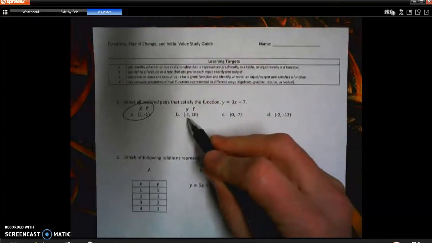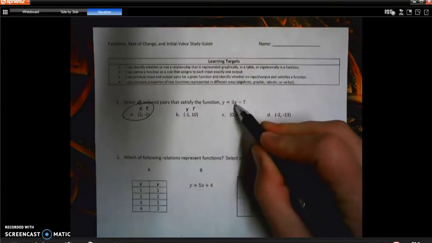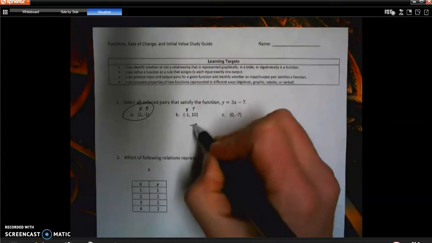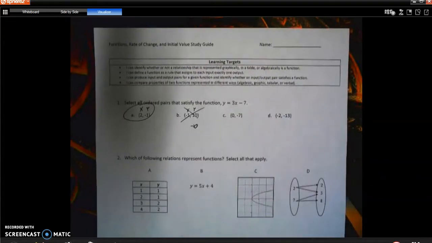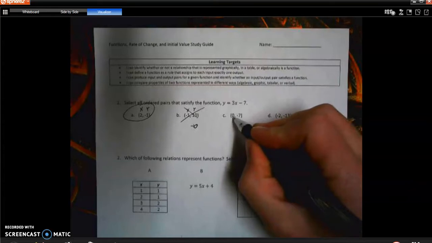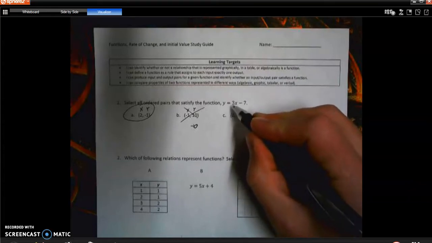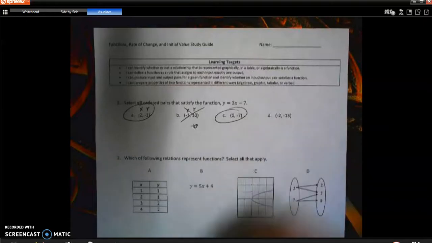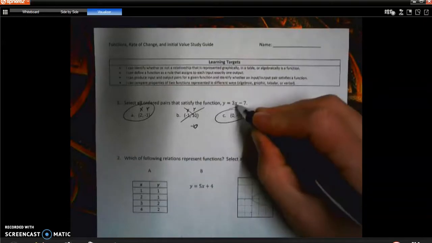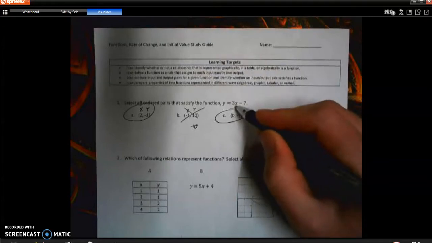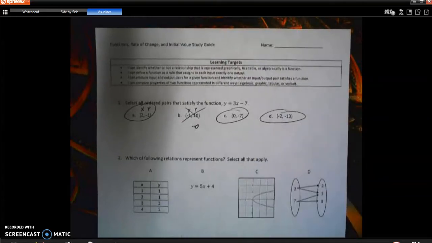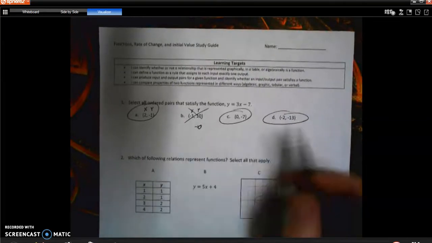If I plug in a -1, 3 times -1 is -3, minus 7 is -10. That's a -10, that doesn't work. If I plug in a 0, 0 times 3 is 0. 0 minus 7 is -7. That works. If I plug in a -2, 3 times -2 is -6. -6 minus 7 is -13. That works. So your answers are A, C, and D.